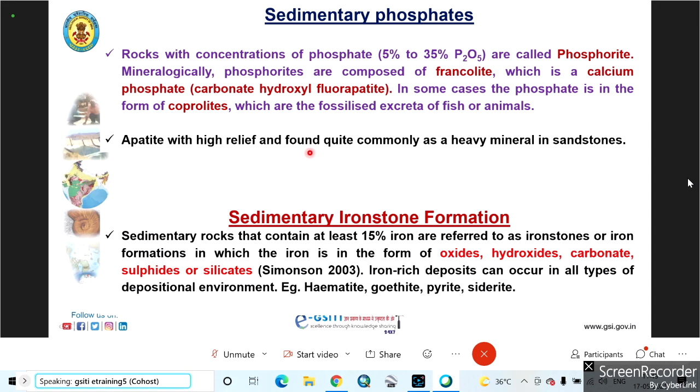Then sedimentary ironstone formation: sedimentary rocks that contain at least 15% iron are referred to as ironstone or iron formation, in which the different forms of iron are oxides, hydroxides, carbonates, sulfides, and silicates. These iron-rich deposits can occur in all types of depositional environment, and on the basis of their different occurrences and other characters, they are termed hematite, goethite, pyrite and siderite.